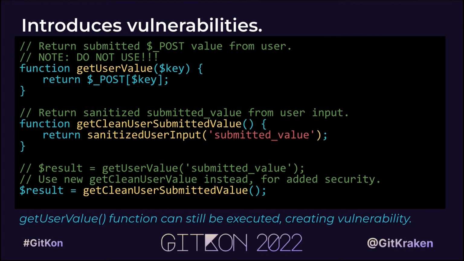In this PHP example, there's a function called getUserValue that has a code comment that says do not use, because it's returning post value, which you should never do in PHP. Now that old function is commented out, the call to it down at the bottom of this example, and the new clean submitted value function is being called instead. However, that old insecure function is still available. And if you leave obsolete code in place for someone to use, eventually it's going to get used and produce unexpected results and potentially vulnerabilities.